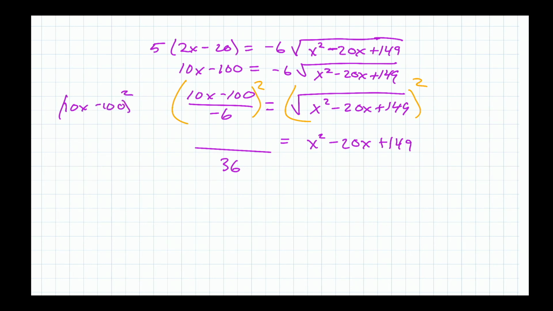Is that right? Just double check. Yeah. So that's going to be, it's going to be 100x squared minus 2000x plus 100 times 100, which is like 10,000, right? Yeah. So that's 100x squared minus 2000x plus 10,000.